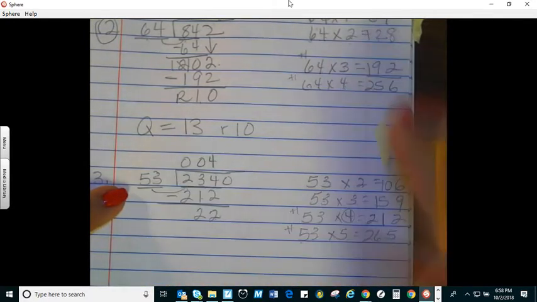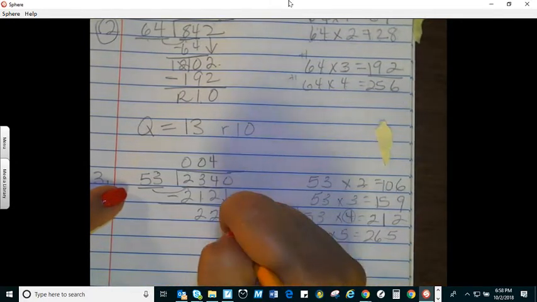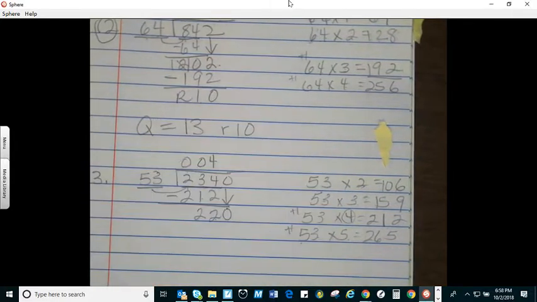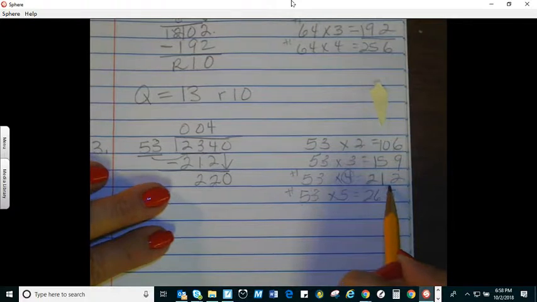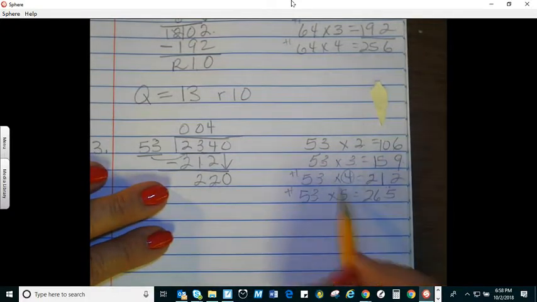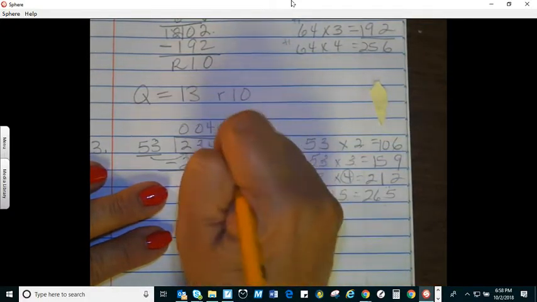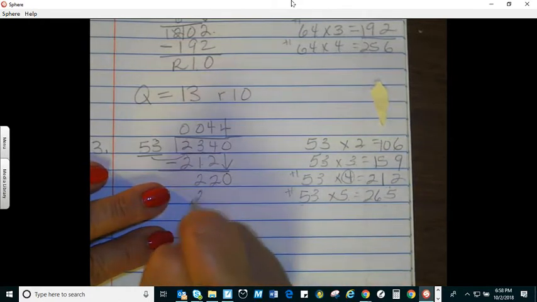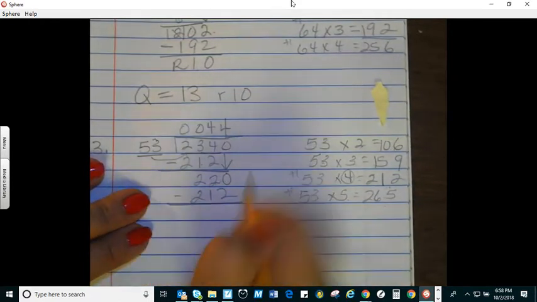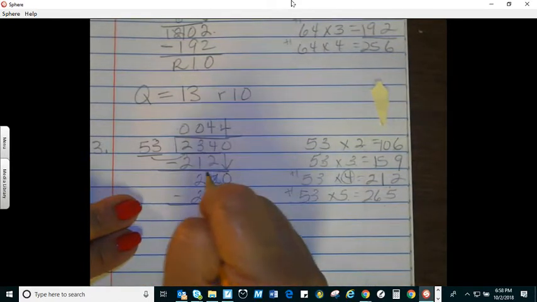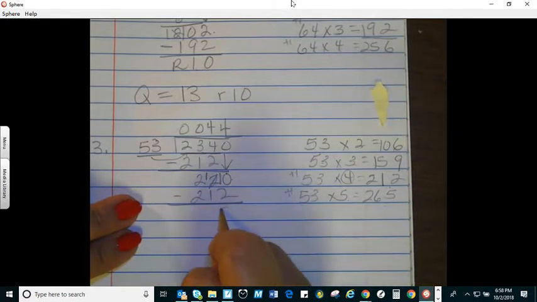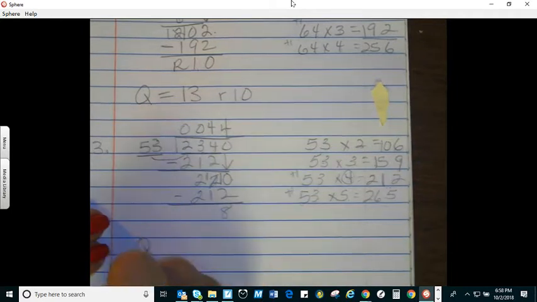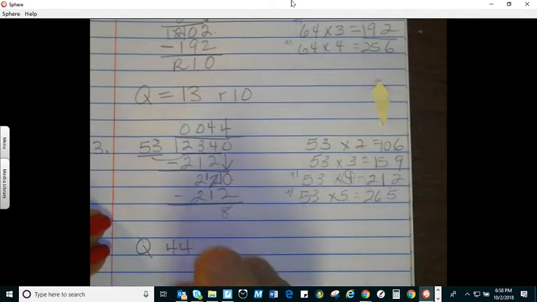And I have another number to bring down. That's a 0. And then I start again. That's 220, but look at this. I can't go any further than another group of 4s. I already know that that's going to be equal to 212. Now I can subtract out. After regroup, that becomes a 1. 10 minus 2 equals 8. So my quotient is 44, and with the remainder of 8.